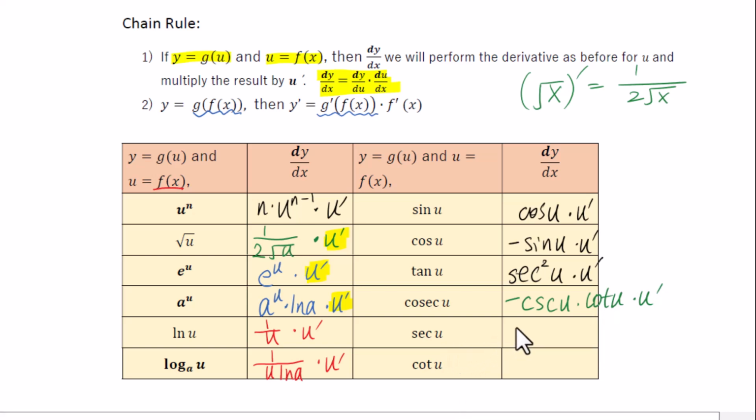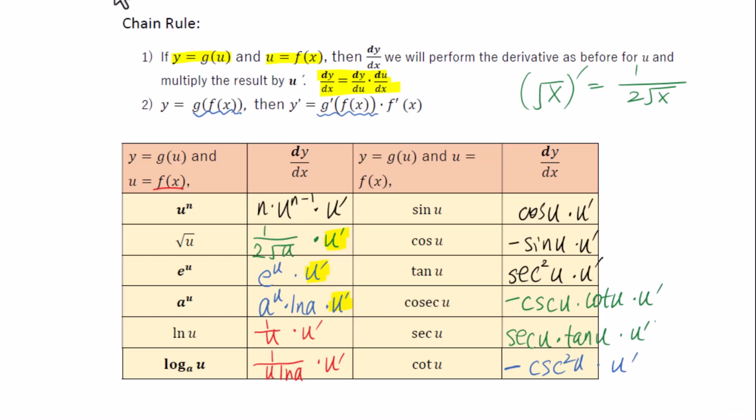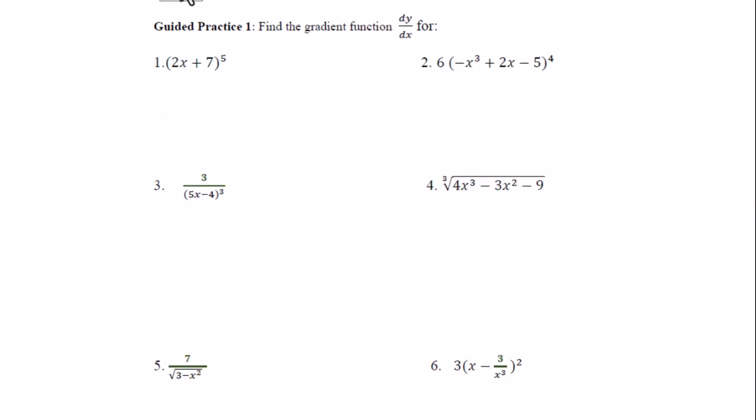For secant u, it will be secant u times tangent u, then times u prime. For cotangent u, it will be negative cosecant squared u, then times u prime. Just do not forget times u prime. Let's go to the examples. Let's go to guided practice 1.